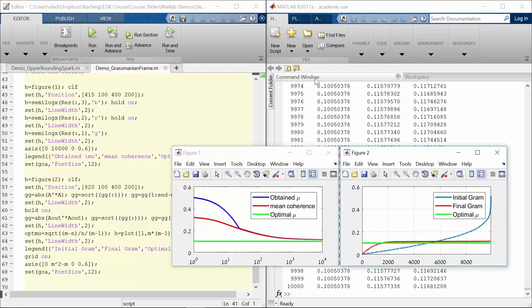In figure 2, we plot the entries of the absolute value of the Gram matrices after omitting their main diagonal. The initial Gram has a wide spread of values from 0 all the way to 0.5 and beyond. The final Gram is getting very close to the ideal form of having all of its entries equal and the lowest possible.